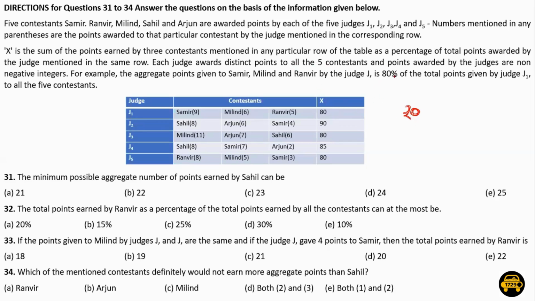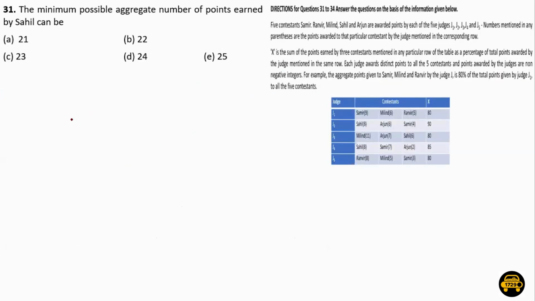You can just read this point. From this to this, you'll be easily able to understand. Right? So based on this information, we can get to know what points were given to what candidate by which judge. So it's better to make a complete table and then try to solve the questions. So let's make the table here. So we have five judges.